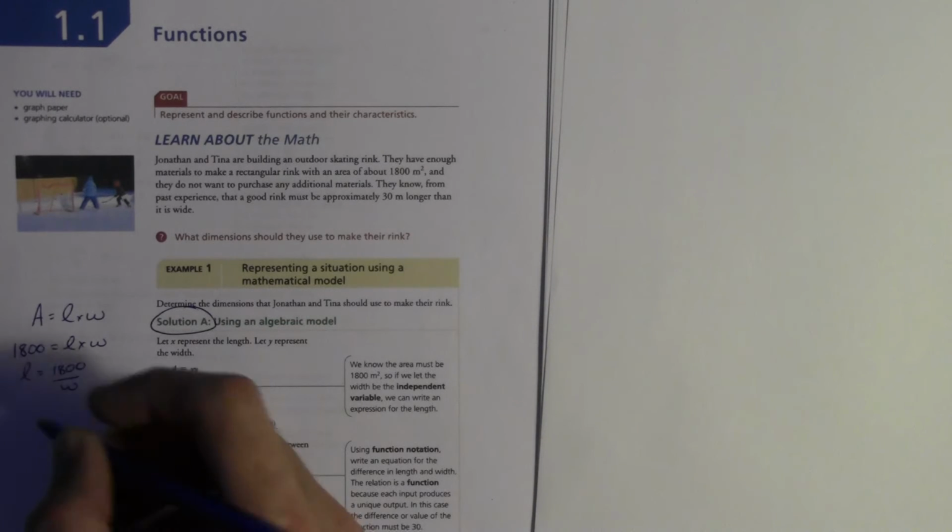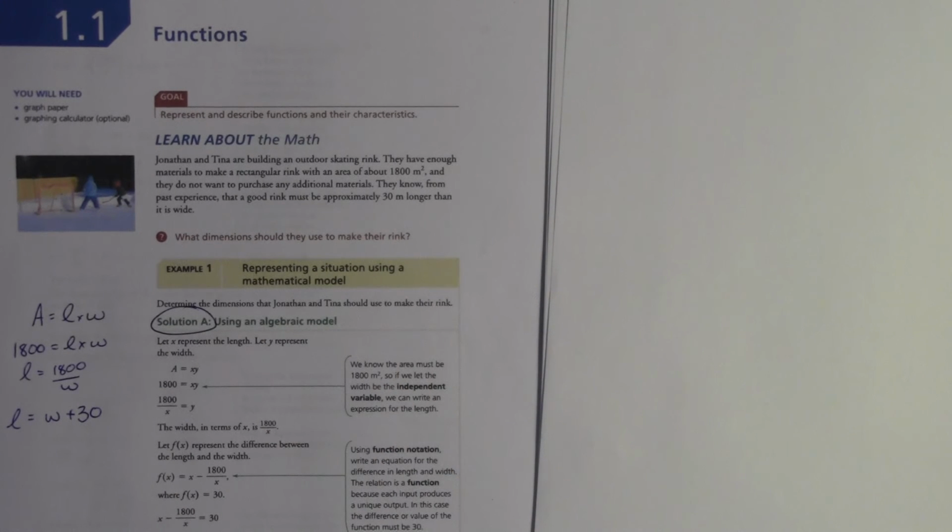Okay, next they know from past experience a good rink must be approximately 30 meters longer than it is wide. So my length then is equal to my width plus 30 meters. Okay, makes sense? Any questions about that so far? My length is 30 meters longer than my width.